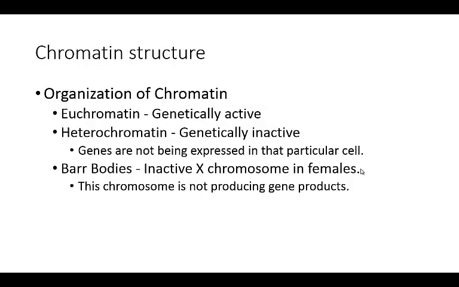So to go back to our chromatin structure, think about the organization of chromatin. If something is euchromatin, it's going to be genetically active. If it is heterochromatin, it is going to be tightly wound up and inaccessible for that RNA polymerase. And so genes are not going to be expressed in that particular cell or that particular region of the genome. Also remember bar bodies. These are going to be that inactive X chromosome in females. This chromosome is not going to be producing gene products, or at least a very limited number of gene products.